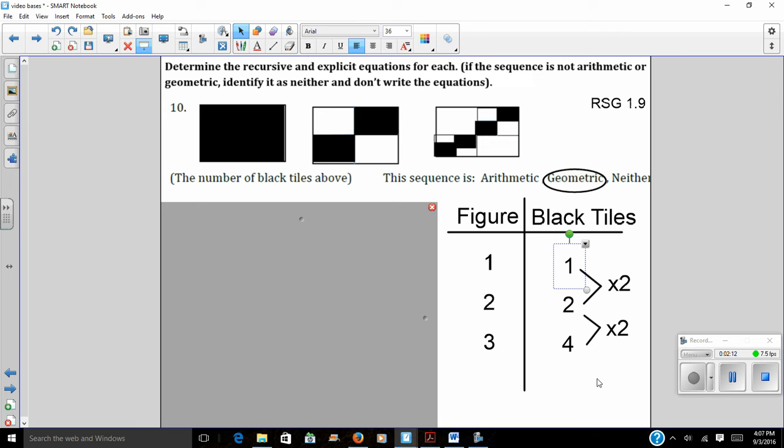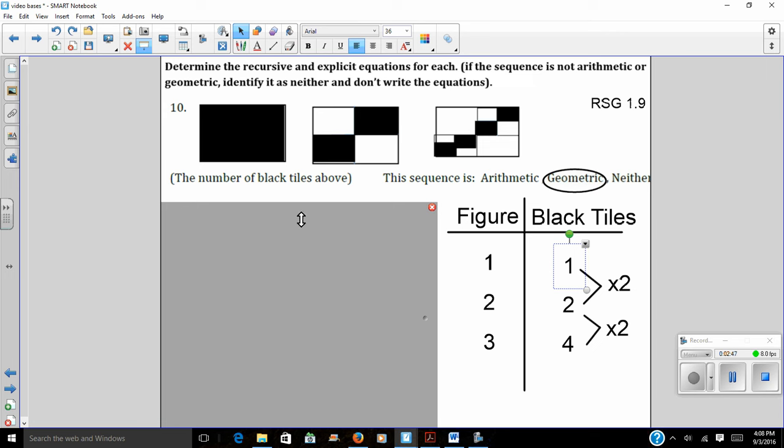And we have to be sure that the pattern holds for the entire table. So if we go from 1 to 2, we notice that we did have to multiply by 2. And we want to be sure that that pattern holds when we go from 2 to 4. And it does indeed, we did multiply by 2. We have to look for that consistent pattern through all of the terms or all of the figures in our sequence. So now we are 100% certain that this is a geometric sequence, and we can start to write our equations. Okay, so we are asked to write the recursive and explicit equations for each of these.